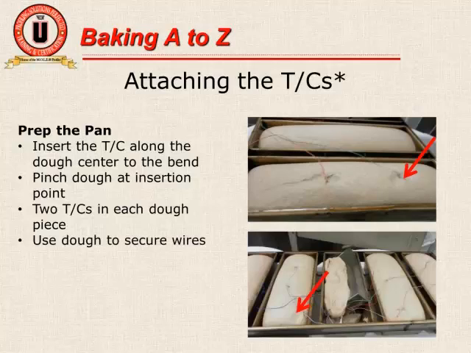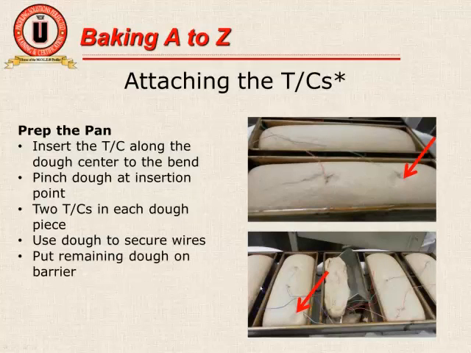Use the dough to secure the wire in other places. Just pinch the dough along here. That helps. This is not an insertion. Again, the insertion point happened over here. This is just to help hold the thermocouples in place. That way, as this thing jostles around the conveyor, you don't have the risk of these thermocouples being pulled out. And this whole process is going to take you about 1 to 2 minutes.